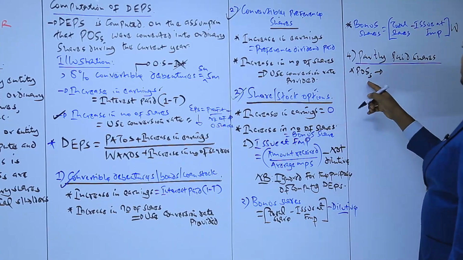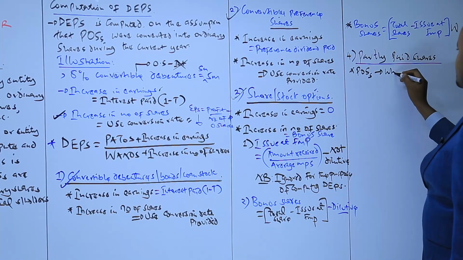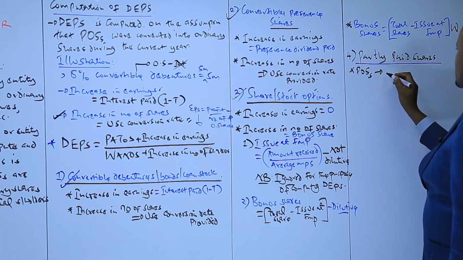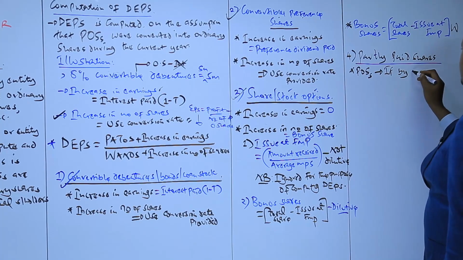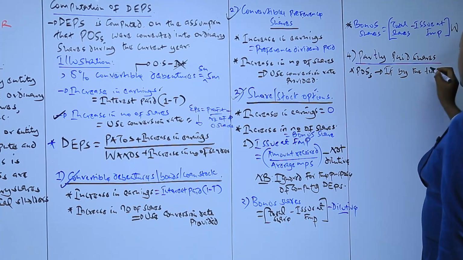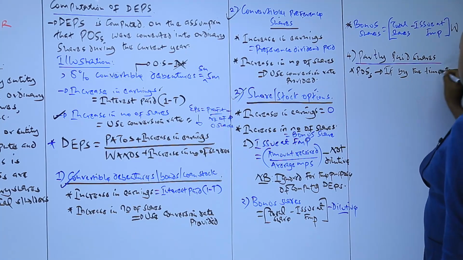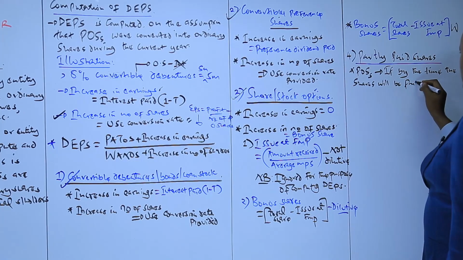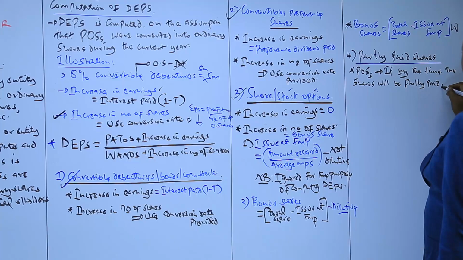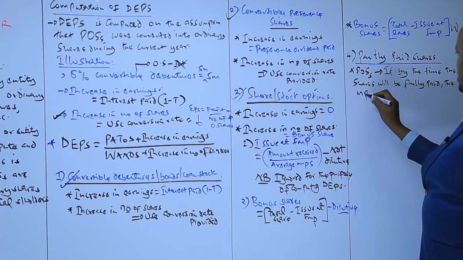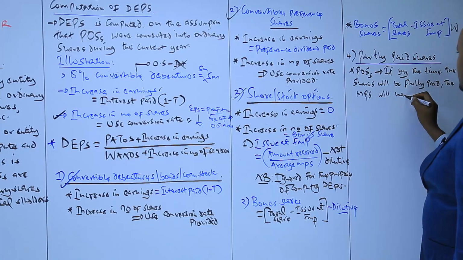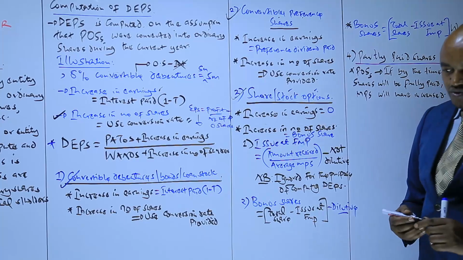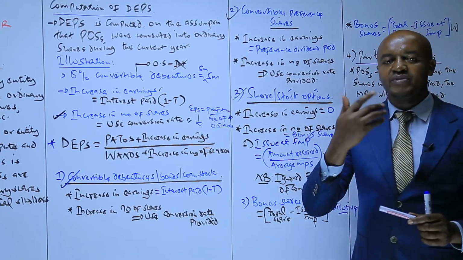So therefore, they will only be considered to be potential ordinary shares if by the time the shares will be fully paid for, the market price per share will have increased. Market price per share will have what? Will have increased. And therefore, in such a case, what you do is that you compute those particular shares which will be issued free of charge.